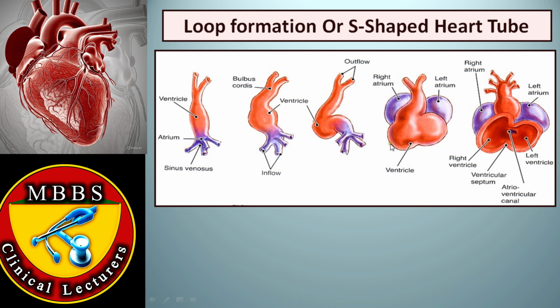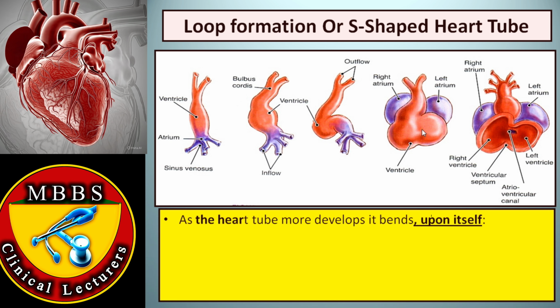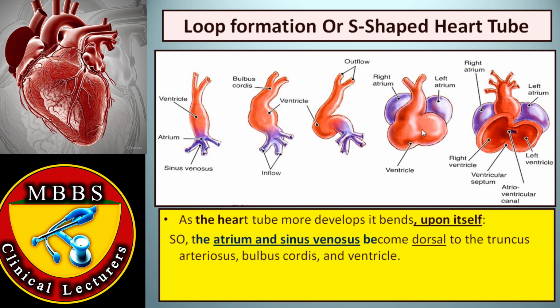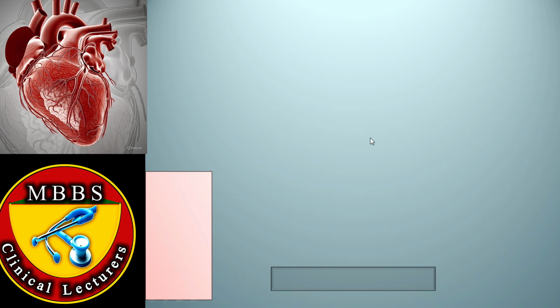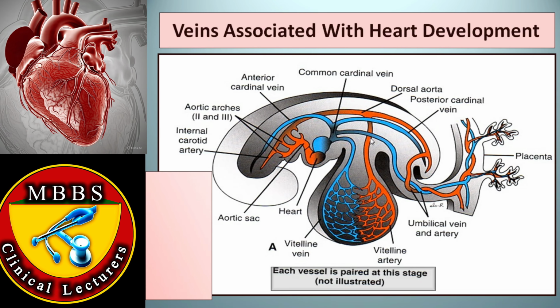So at that time there is a common ventricle and a common atria present. ठीक है, so as the heart tube developed more, with its bend on itself, the atrium and the sinus venosus become dorsal to the truncus arteriosus, the bulbus cordis and the ventricles. By this stage the sinus venosus has developed two lateral expansions, or two horns. अब क्या होगा कि जब ये पीछे चला गया तो sinus venosus developed into two horns, and those two horns are the right and the left horns of the sinus venosus.